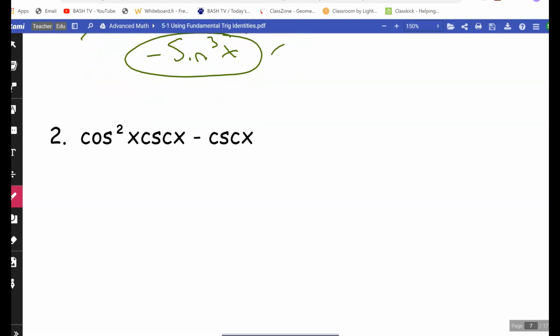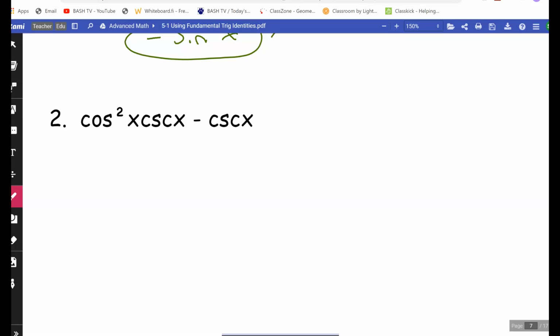All right, so the next one we're going to try. Let's see. Well, change cosine squared. I could use that identity. Not sure why. Sometimes we start this and we're not sure what we're doing. Now that doesn't quite help us because not everything is sine, but I have an identity that says this.